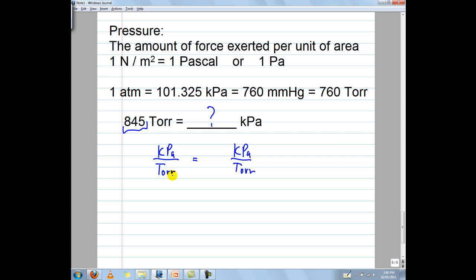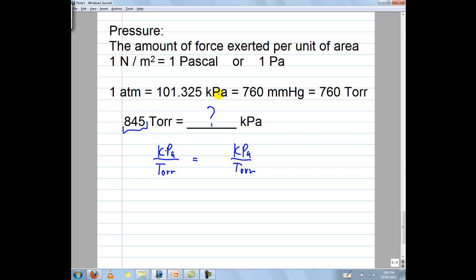That's my personal preference. If your algebra is okay, then do it any way you want. That's fine. If your algebra is kind of weak, then I recommend you stick to this one over here, where you place your unknown value at the top and what you do know at the bottom. Now I have kilopascals and torricellis.